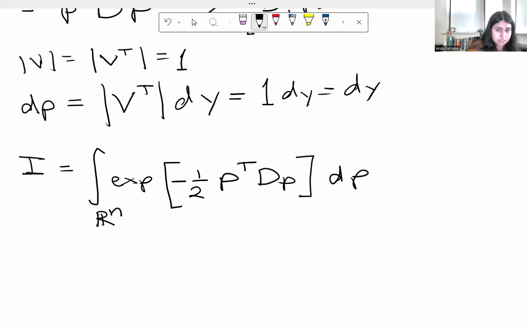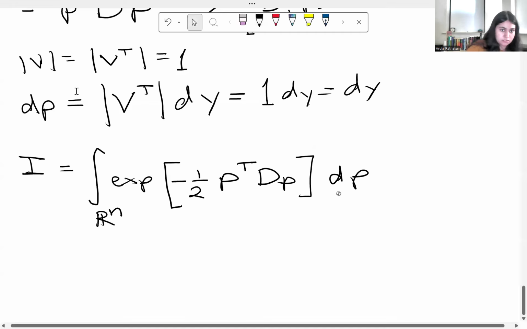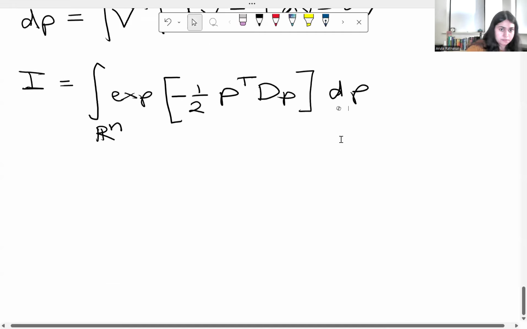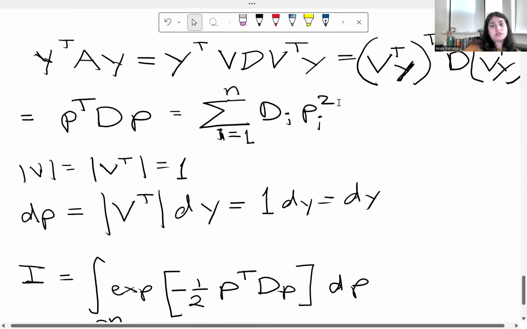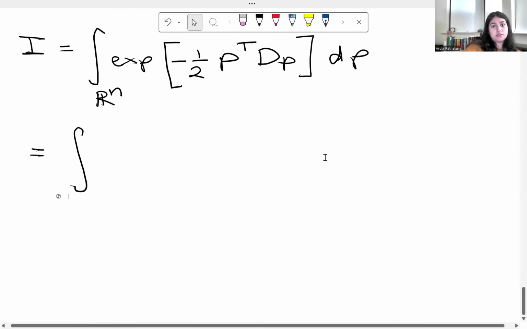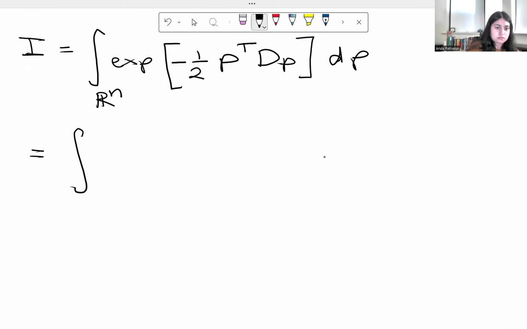It's just dp because of what we just said. We just said that it's the same thing as dy. So what is this really? It's going to be equal to, we just evaluated that P transpose dP is this summation. So let's write that in.